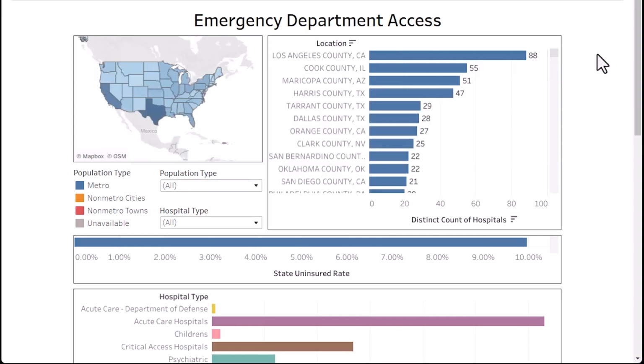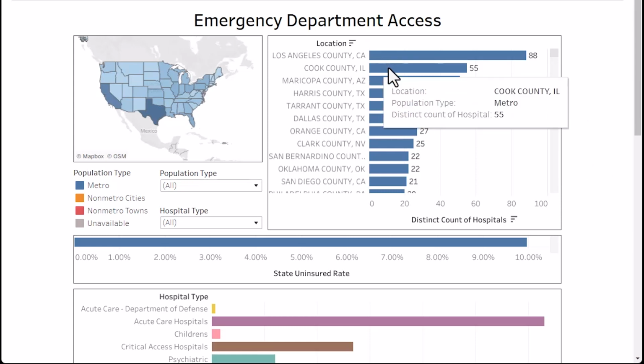Now off to the right here, we can see a listing in descending order for each of the counties and the number of hospitals that are in those counties. And if you put your cursor over that, it's going to tell you the county, the state that county's in, the population type, and the distinct count of hospitals within that county.